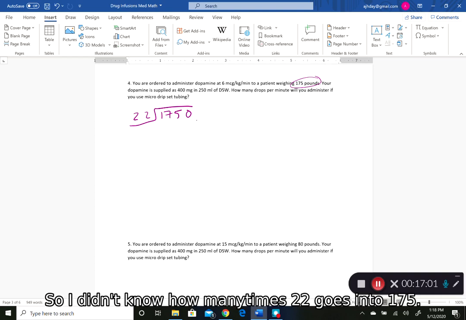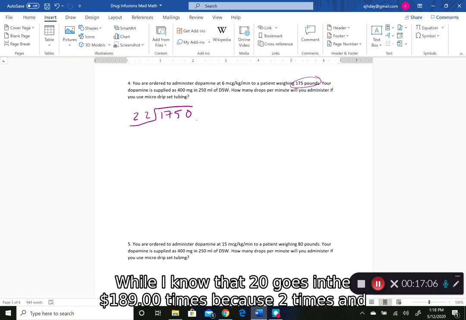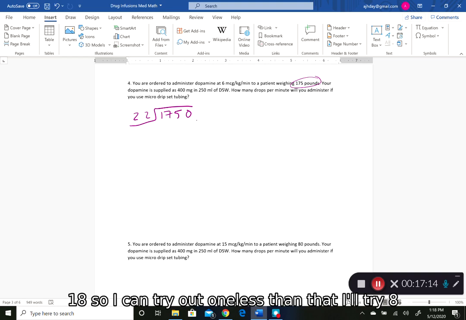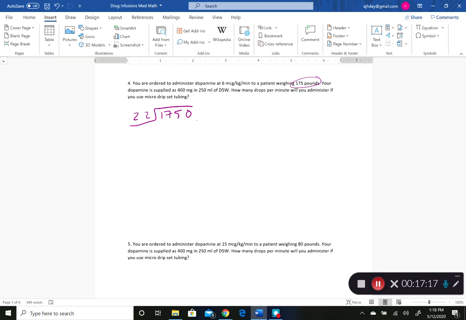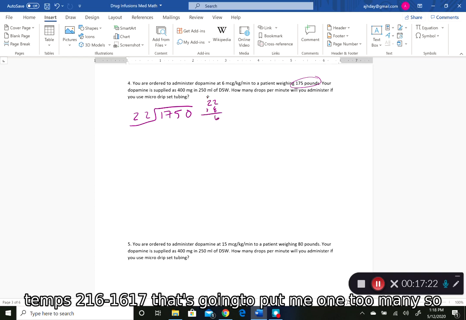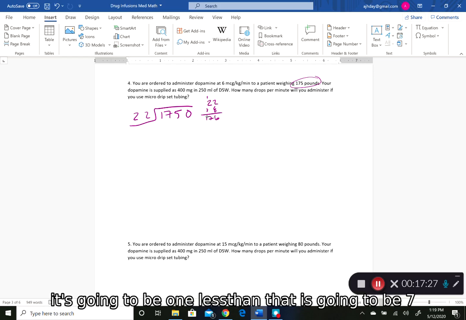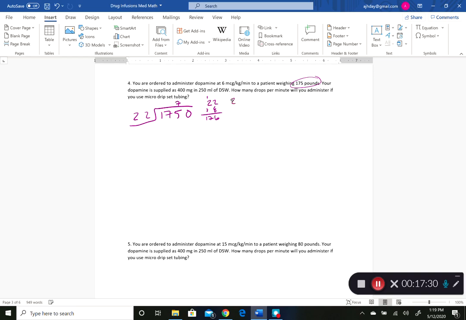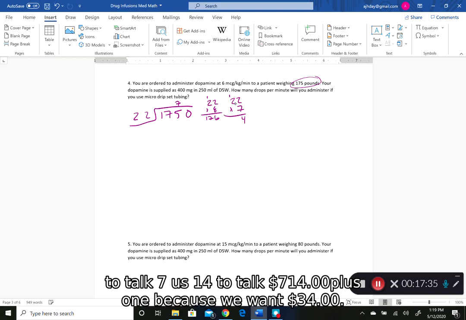So I need to know how many times 22 goes into 175. Well, I know that 20 goes into 180 9 times because 2 times 9 is 18. So I can try out one less than that. I'll try 8. 8 times 2 is 16. 16, 17. So that's going to put me 1 too many. So it's going to have to be one less than that. It's going to be 7. 2 times 7 is 14. 2 times 7 is 14 plus 1 gives me 154.